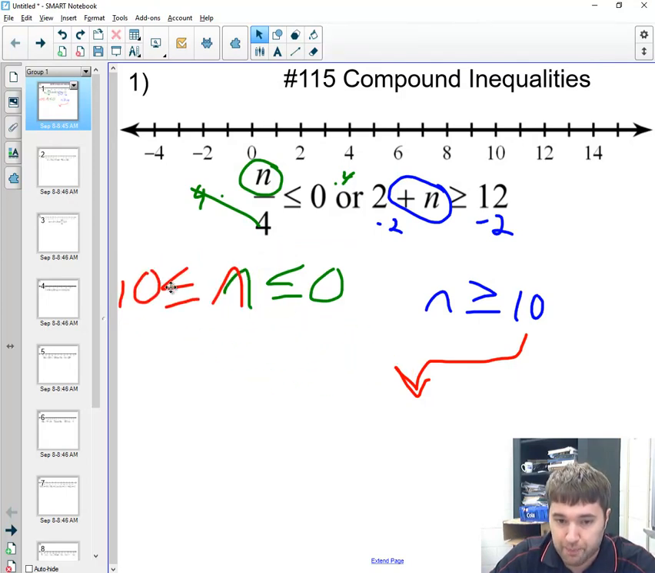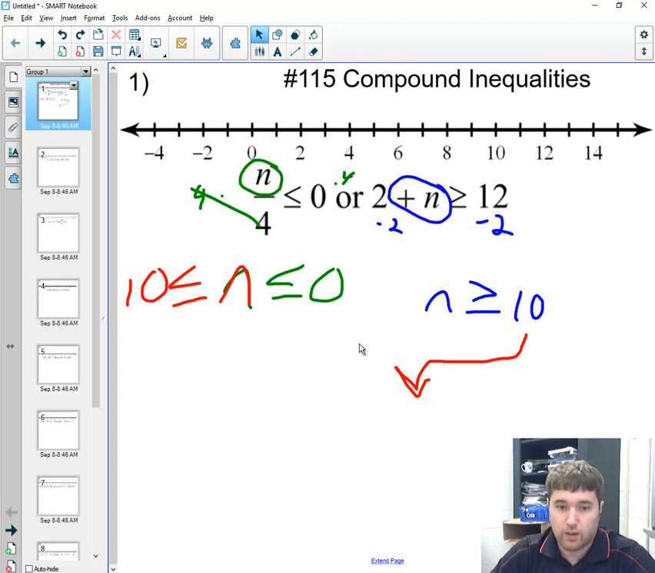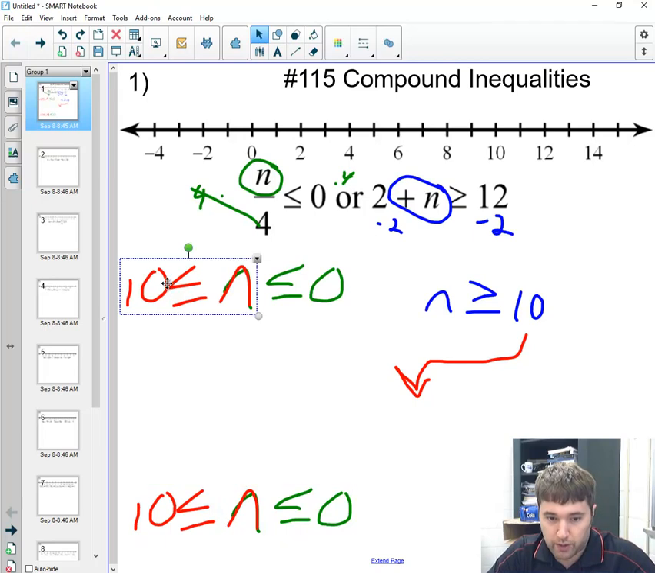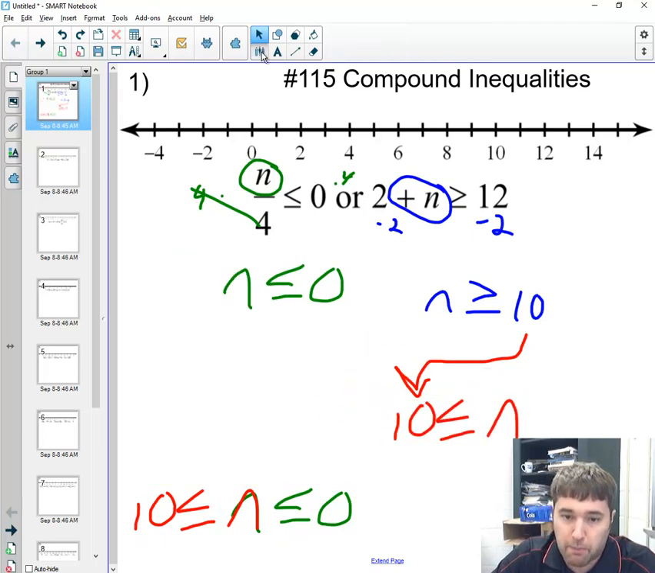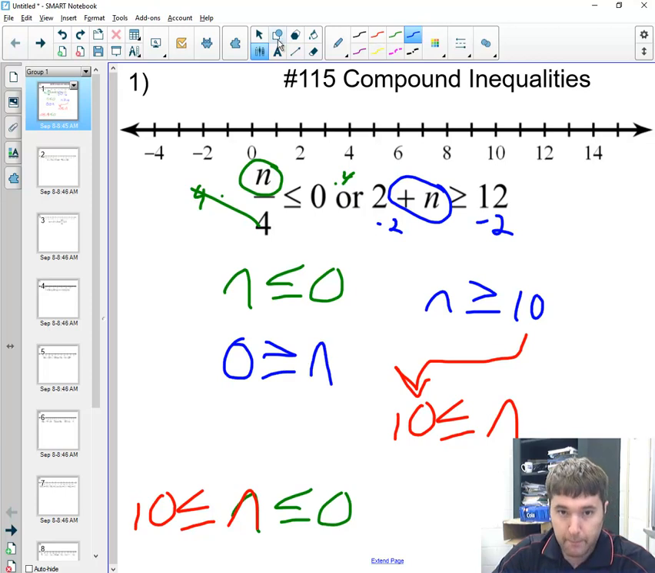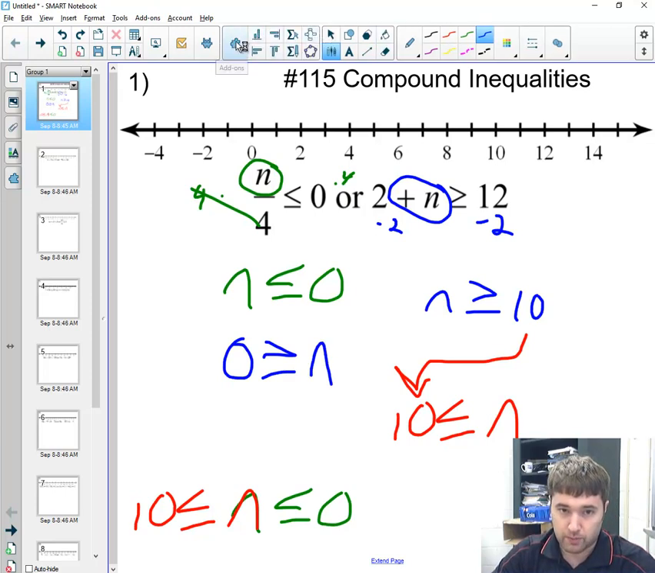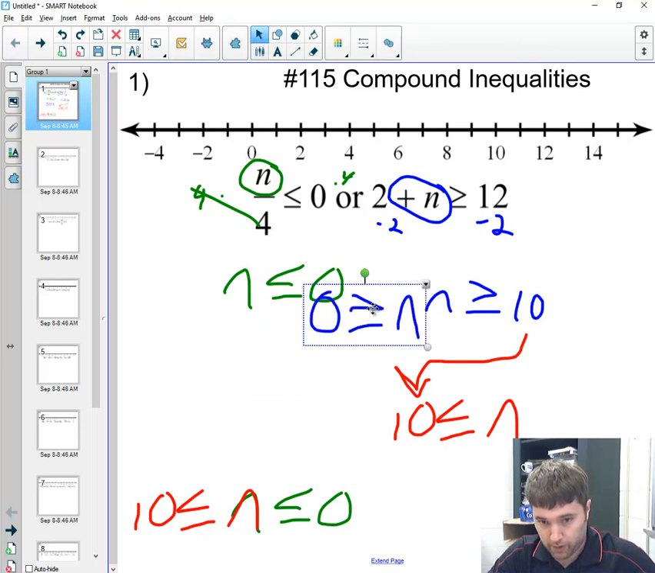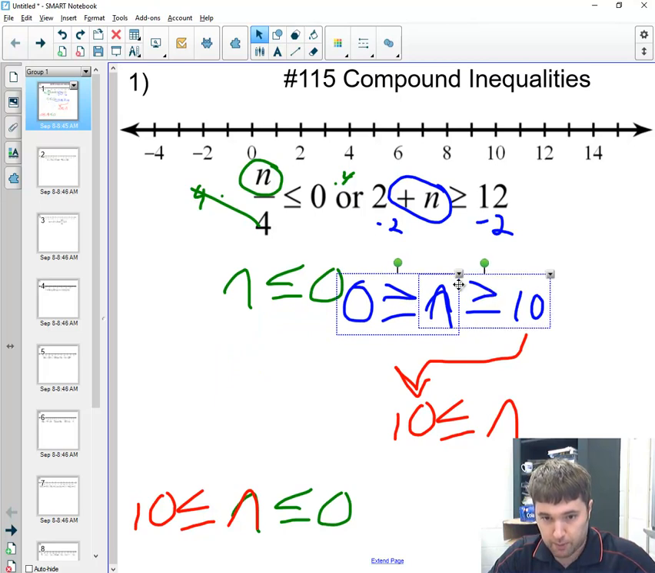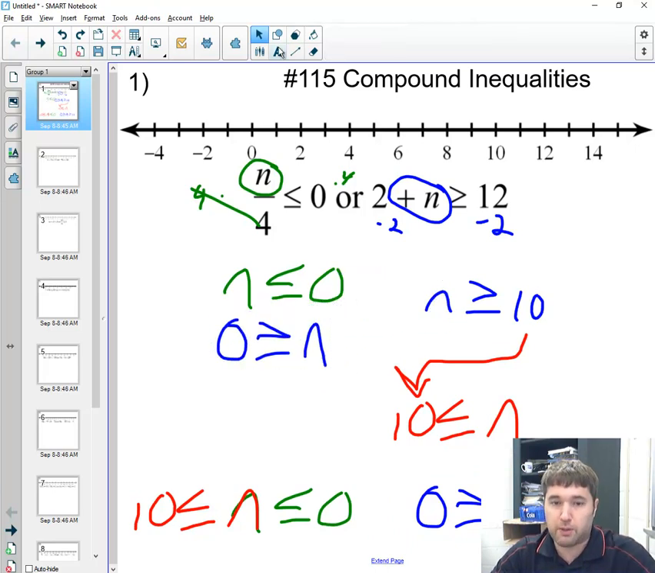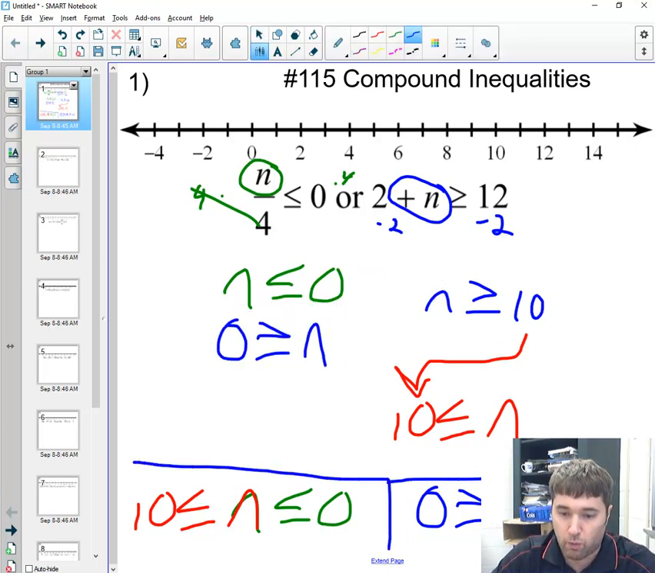Now if I didn't want to do that, let's copy this. So this is one answer. The other way to do this is, instead of flipping the right one, I'm going to flip the left one. So I'm going to go 0 is greater than or equal to n. And I'm going to take this and move it right onto this end, copy both of these, and this is also a correct answer. So what you have here is the opportunity to have two correct answers, 1 or 2.